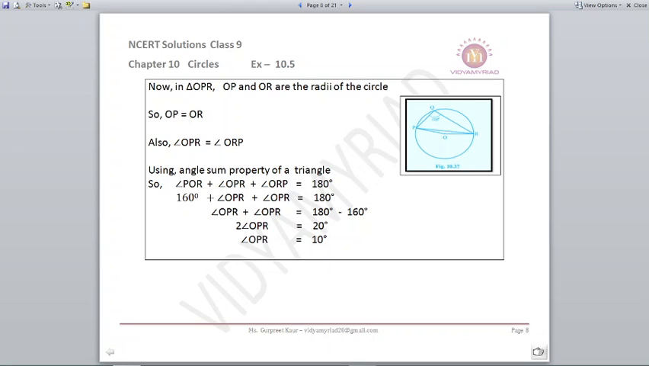We know POR is 160 degrees. We know OPR and ORP both are equal. So we can write twice of angle OPR will come out to be 20 degrees. So OPR comes out to be 10 degrees.